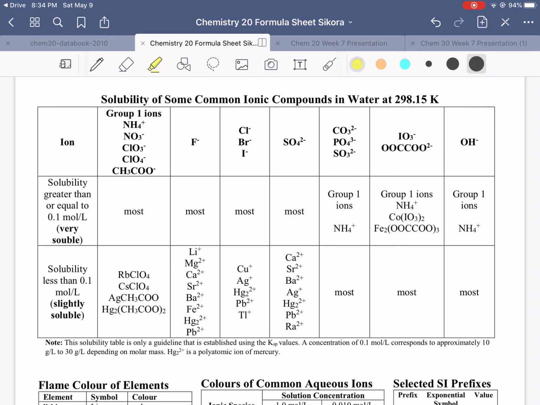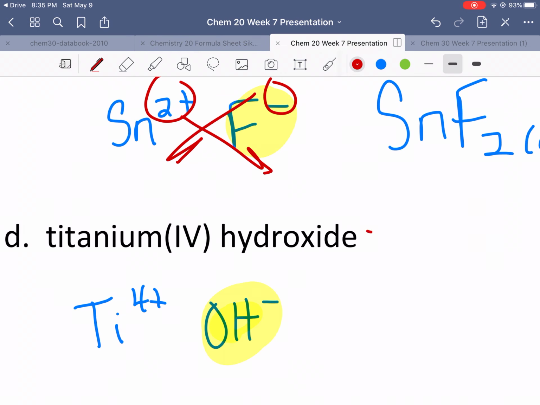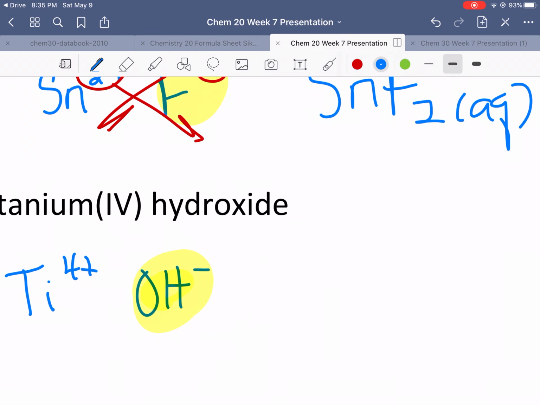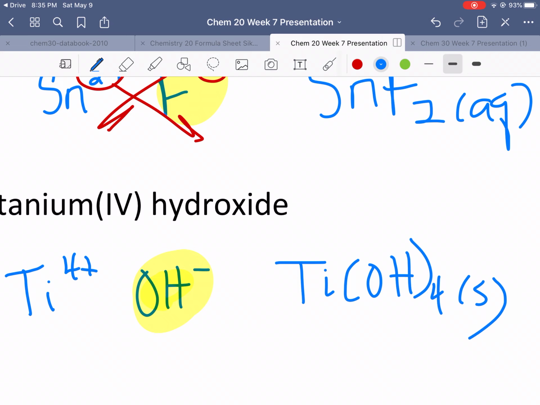Okay, so last one here. Look for your anion first. Sure enough, there it is, hydroxide. Now, titanium. Where's titanium going to fit? Well, titanium is not one of those group 1 ions, so it's not there. Titanium is not ammonium, so titanium must fit under most, which means we once again have an insoluble substance. You can do drop and swap here again. You're going to have 1 titanium, in brackets, 4 hydroxides, solid form to be sure.